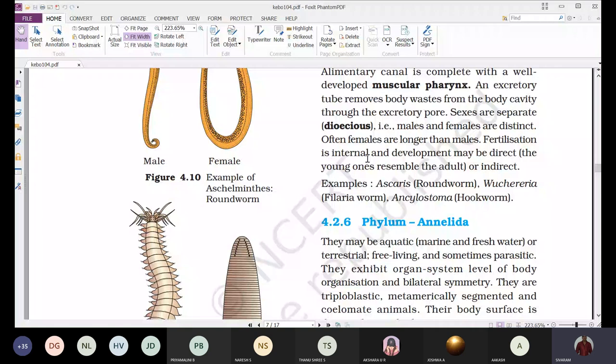That means the eggs are laid and the eggs hatch out, and these eggs give rise to young ones which are similar to the adult, except for size. But in some organisms, we find larval forms. That means some intermediate structures called larvae are present, which later develop into adults. For example, Ascaris shows direct development.